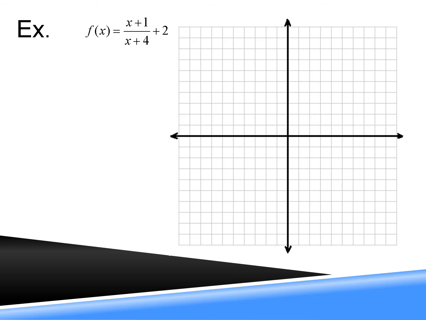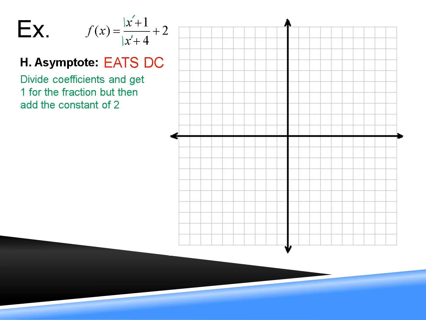So I'm going to do Bobo Botten eats DC. I look at the exponent on the top, and it's 1. I look at the exponent on the bottom, and it's 1 as well. So they are the same, so it's eats DC. And so we are going to take the leading coefficients and divide them, so it's going to be 1 over 1. But we also have to add the constant 2, because Bobo Botten eats DC only applies to this part. So this is like eats DC plus 2.